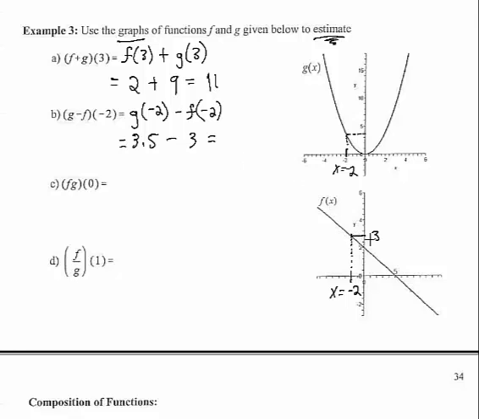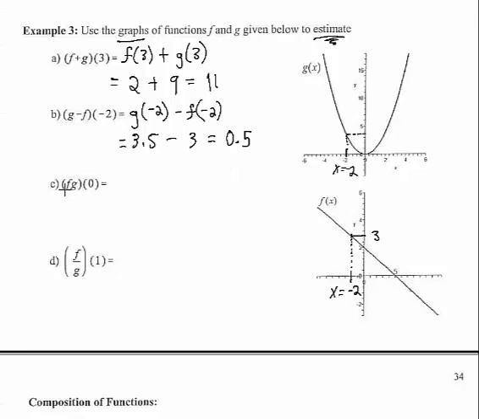Okay, you may disagree. Maybe it's 3.5, maybe it's a little less than 3, maybe it's 2.7. I'm just going to go with 3, and so 3.5 minus 3 gives me the result of 1.5.